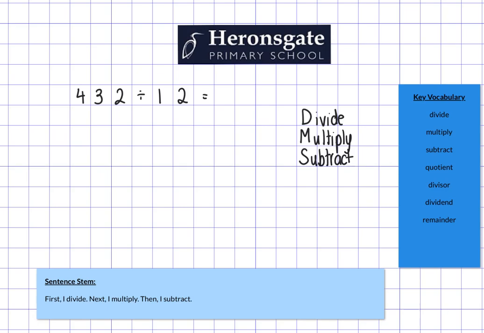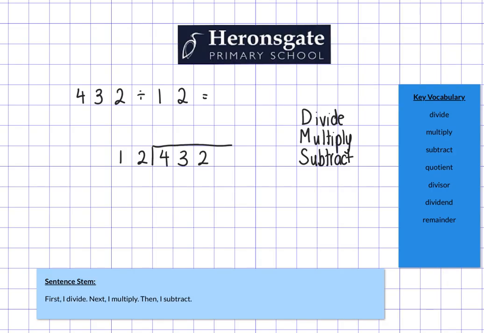This video is going to focus on long division introduced in Year 6 using the DMS method. Our first question is 432 divided by 12. Let me now write out the question. I put my divisor here, so 12 is my divisor and my dividend is going inside.